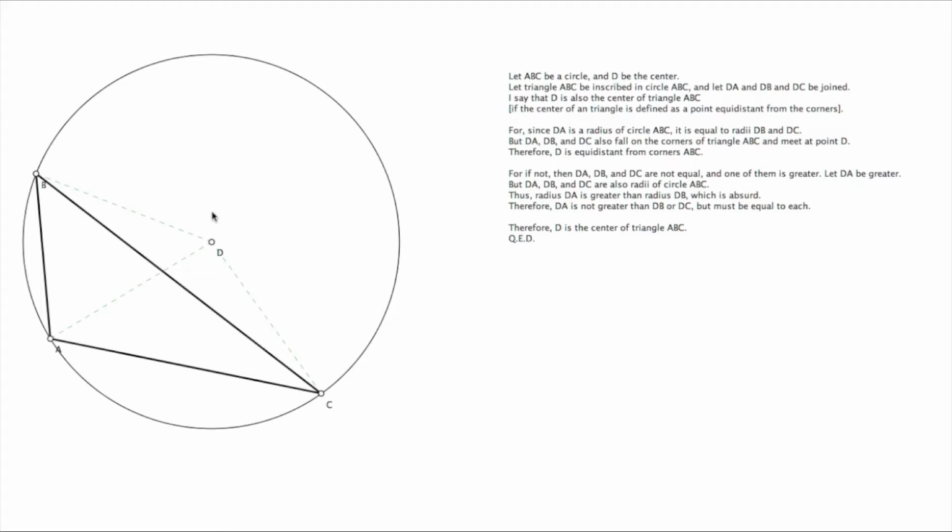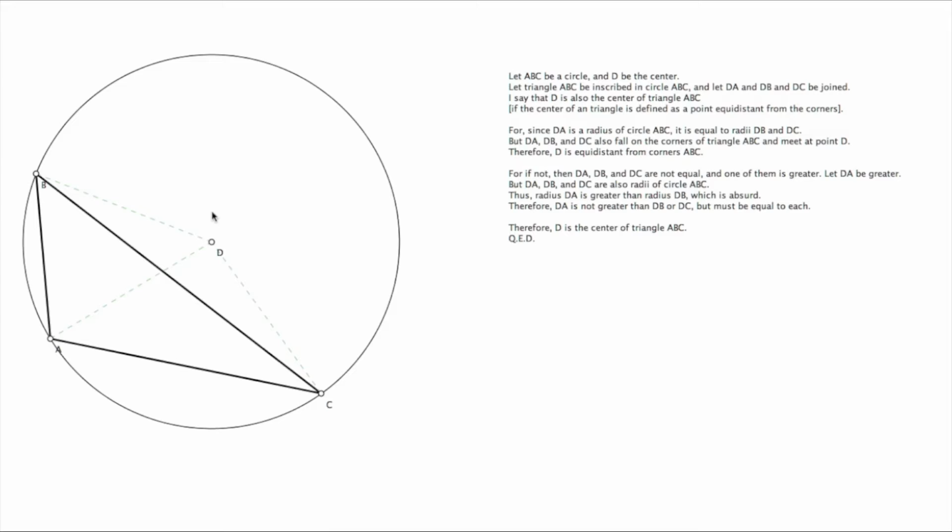And again, remember, this relies upon us assuming as the definition of the center of a triangle any point that is equidistant from the corners. So I hope that that makes sense, and I hope that that wasn't too tricky. This is pretty simple. If you had trouble with this one, it was probably just because of some of the strangeness that arises from taking this kind of definition of the center of a triangle.